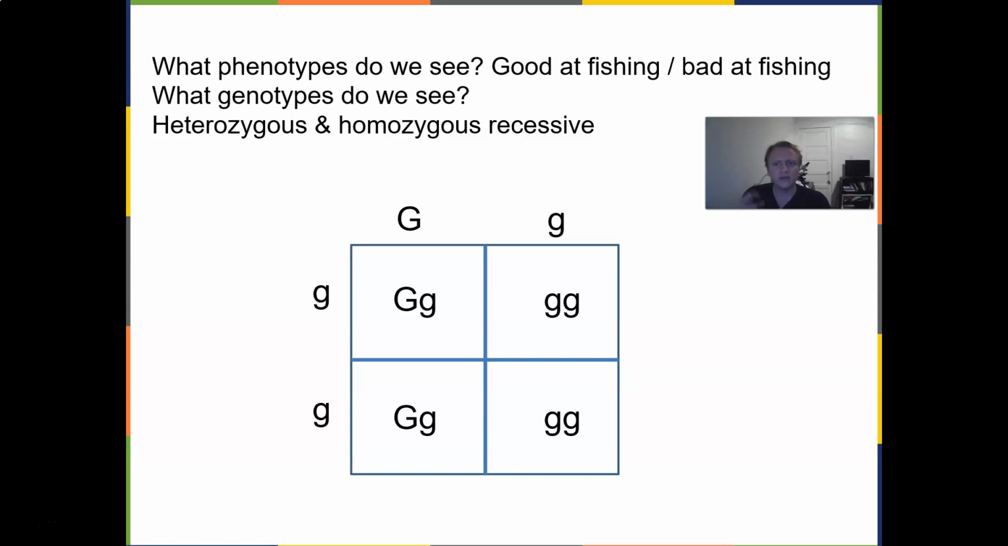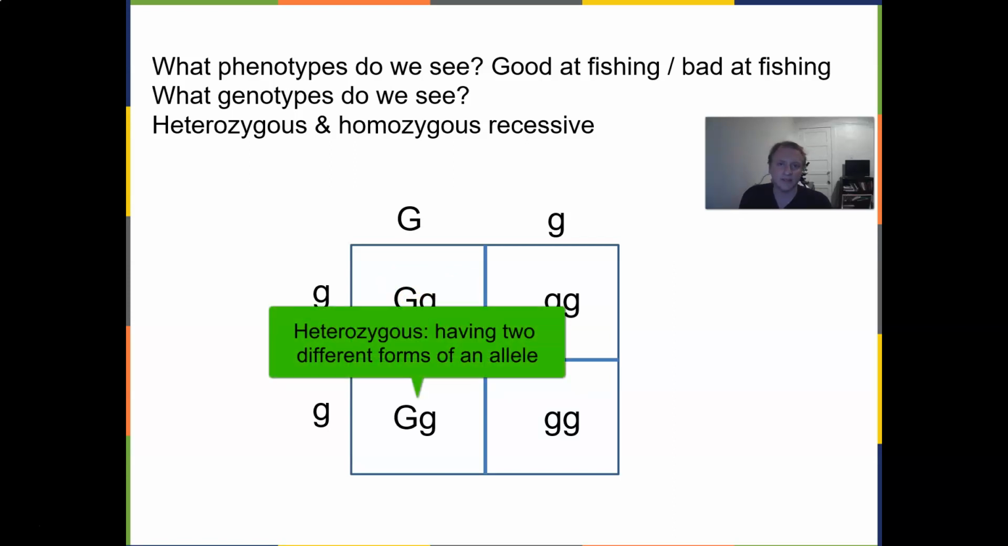What are the actual literal characters that we see here? Well, we see a big G and a little g. We see the same big G and little g here, and we also see a little g and a little g. This big G, little g is what is referred to as heterozygous.